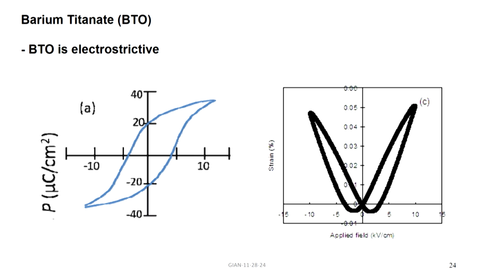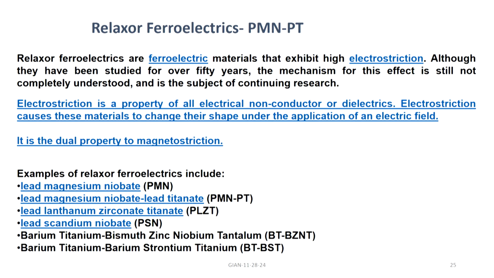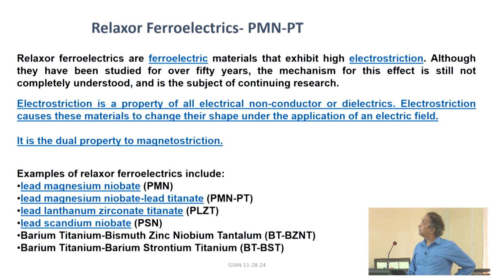P versus E will look like this. It's similar to what you have for PZT. And the strain is always either positive or negative. It doesn't switch sign when you reverse the electric field. So, these are electrostrictive, and that is what you have for barium titanate, and PMN-PT also the same way. These are relaxor ferroelectrics, and they have very high electrostriction.